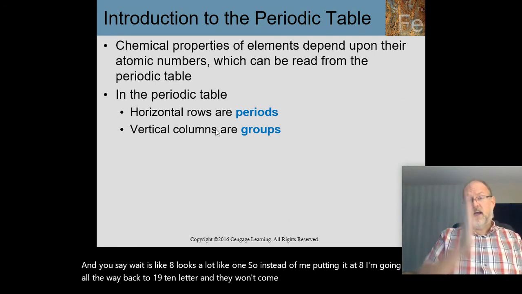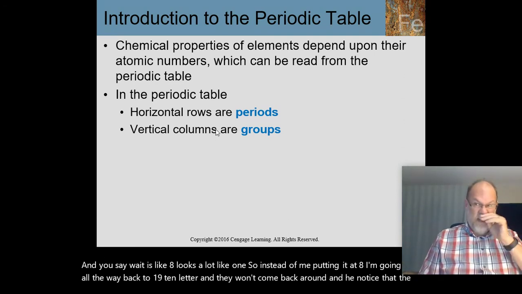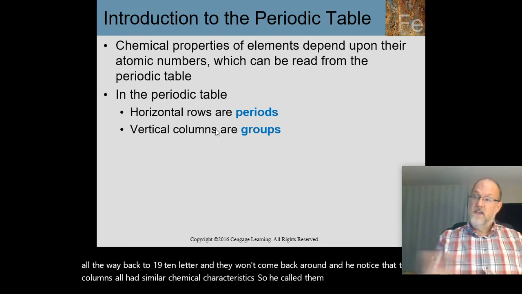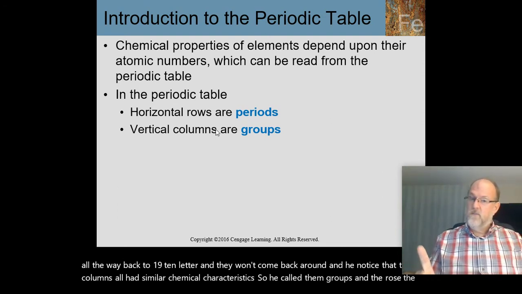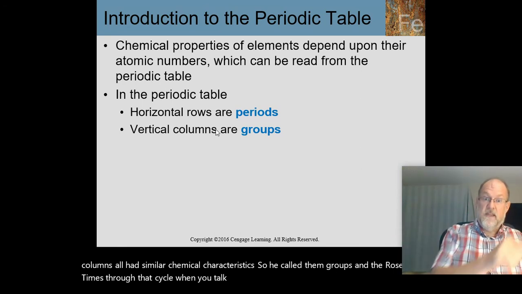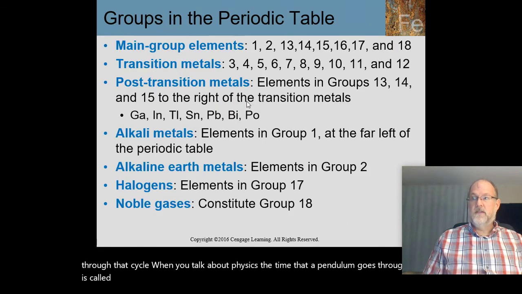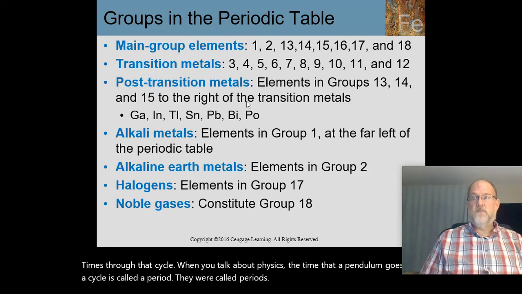And he noticed that the columns all had similar chemical characteristics, so he called them groups. And the rows, the times through that cycle, when you talk about physics, the time that a pendulum goes through a cycle, it's called a period. They were called periods.